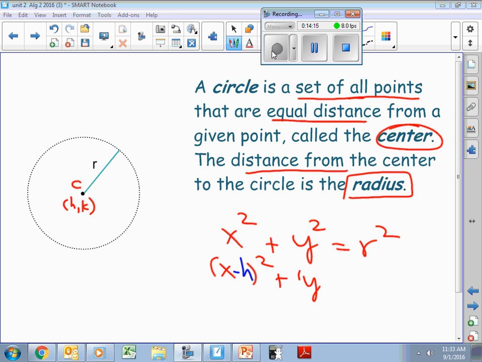Y is going to have a letter inside with it. What is that letter going to be with the Y? Yeah, it's going to be the K. This time it's still going to be minus K. It's going to do exactly the same thing. When we have to move it to the left, it's going to be a plus H. When we have to move it up, it'll be a minus. And the last one, the R, nothing changes with it.